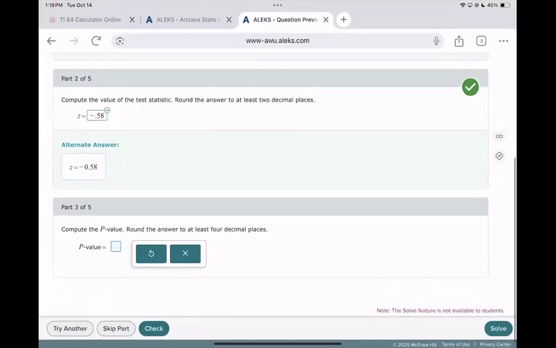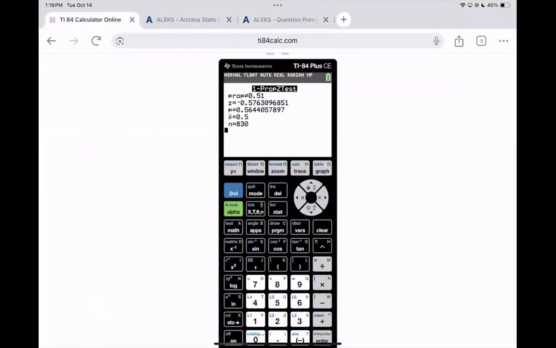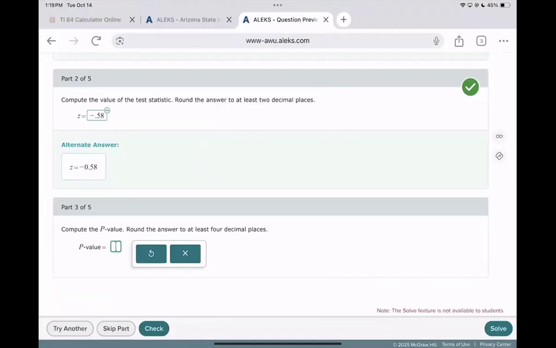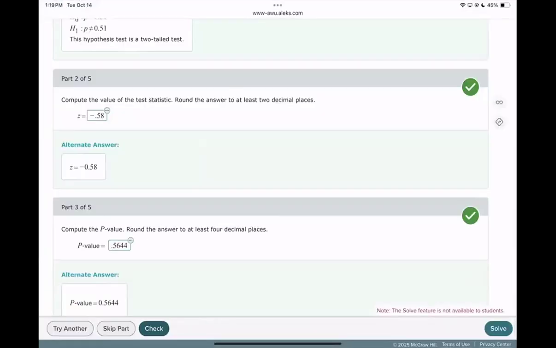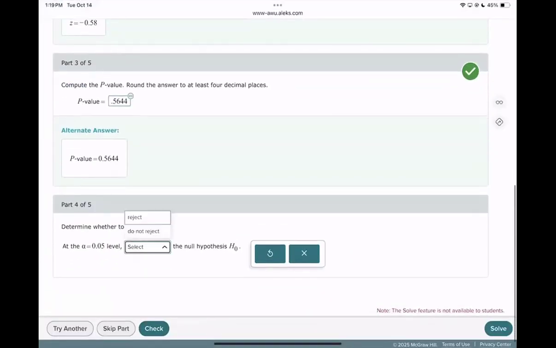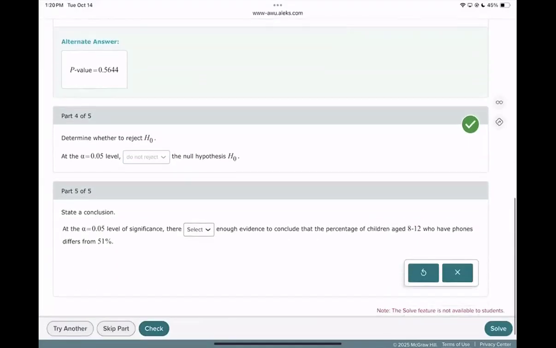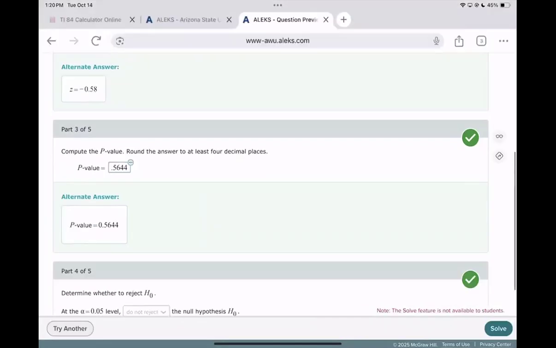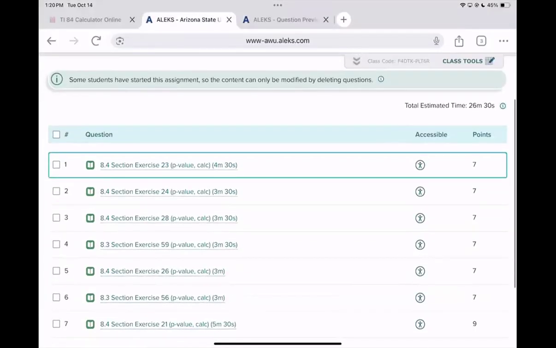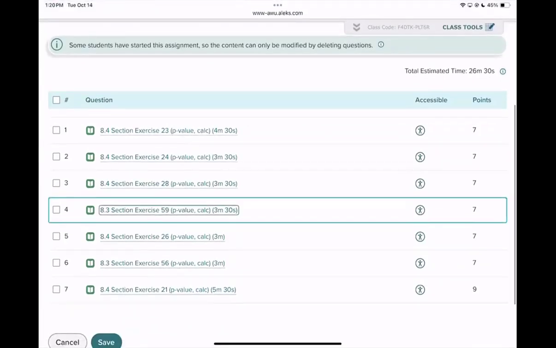Great. What's the p-value? So we don't want p hat. We just want this p, which is 0.5644. There we go. Do we reject? No, we do not. In fact, we were more than 50% likely to get what we got. We were 56.44% likely. There's not enough evidence. Okay, so that's that problem. Let's see what other stuff we have. That was problem 1. Let's take a peek at problem 4.